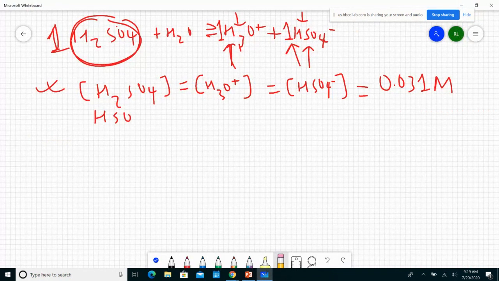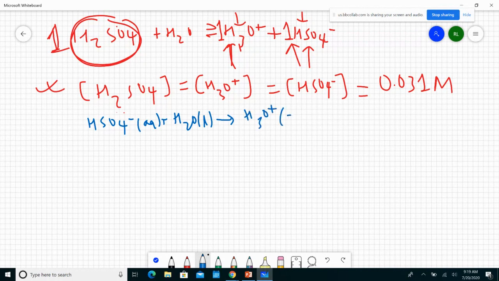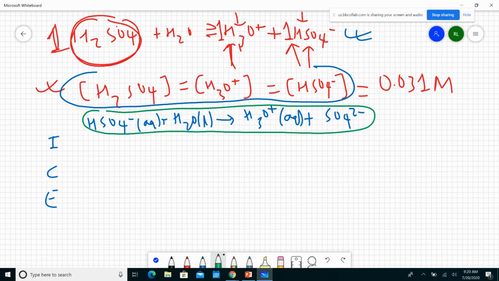You have HSO4 minus aqueous plus water liquid giving you H3O plus aqueous plus SO4 2 minus. All right. Then I'm going to create my ice table here. Because remember, in my first step, this happened, right? Now for this reaction, the equilibrium concentration of what I found over here will be the initial concentration for this reaction.